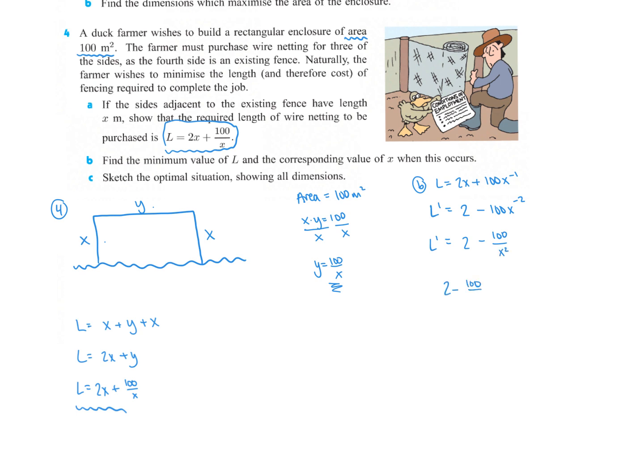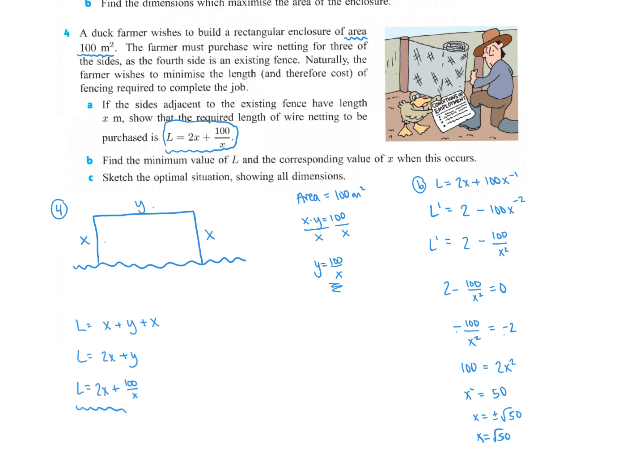I'm going to set that equal to 0, and then I'm going to subtract the 2 over, and then I'm going to multiply both sides by negative x squared. So I would have 100 equals 2x squared. I multiplied by the negative, and the negatives canceled, and I multiplied by the x squared. And then divide by 2, x squared equals 50, so x would equal plus or minus root 50, but since this is the side length, it should only be positive root 50.